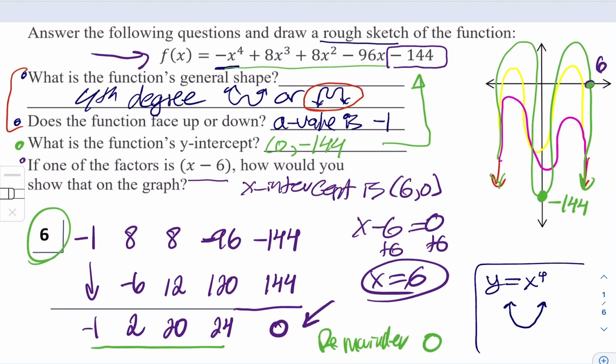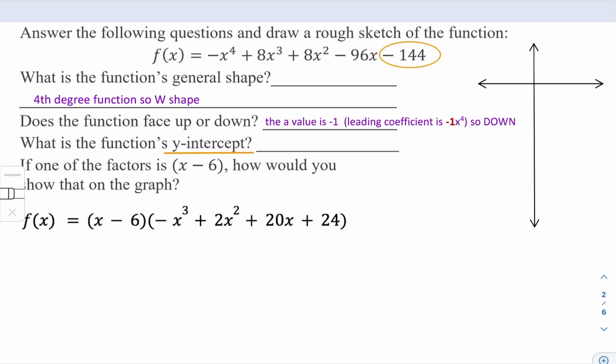Okay, so this is the constant term. This is your x. This is your x squared. And this is your x to the third power. So what this means, let's go to the next slide here, is I have x minus 6 as one of my factors. It told me that. And then we use synthetic division to find this third degree.